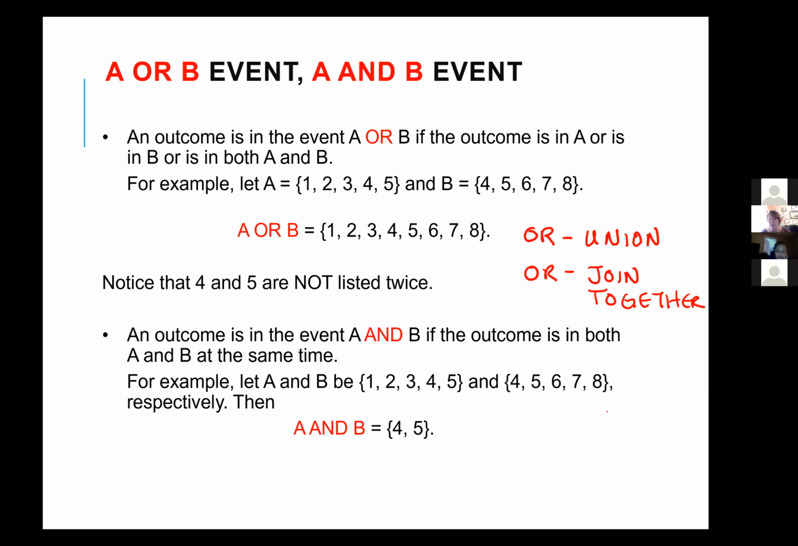Now an outcome A and B is an outcome that occurs in both A and B at the same time. So an or is a union, an and is an intersection. It's the elements the two sets have in common.